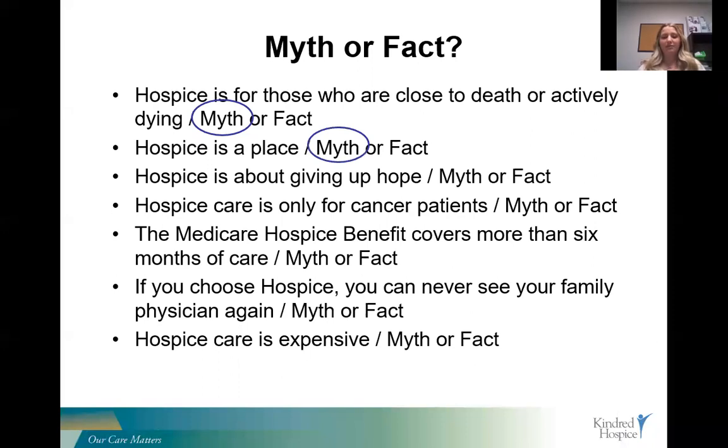So hospice occurs wherever our patients call home. That is in a variety of places. That can be their private home, that can be a personal care home or skilled nursing facility. And actually 80% of the care that is provided is to patients in their direct primary home. So then my next statement is, hospice is about giving up hope. Myth or fact?